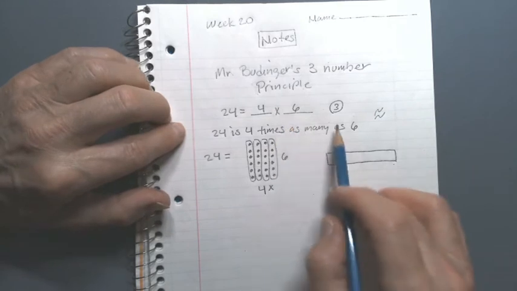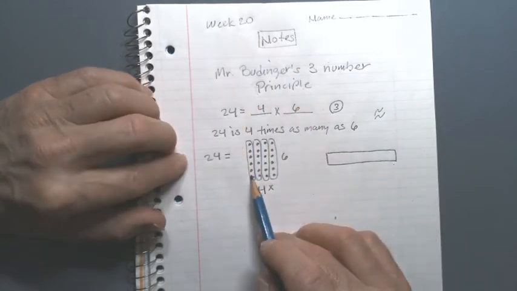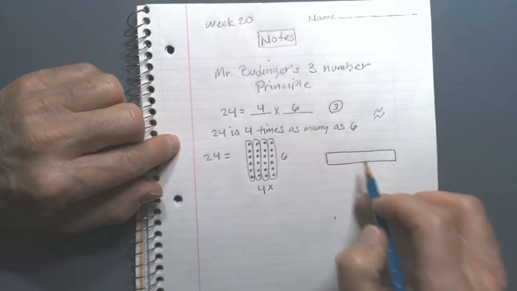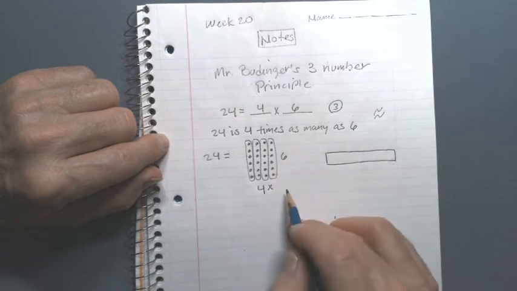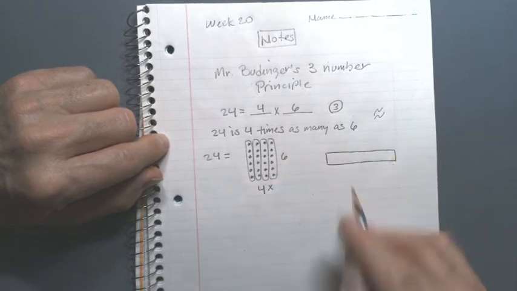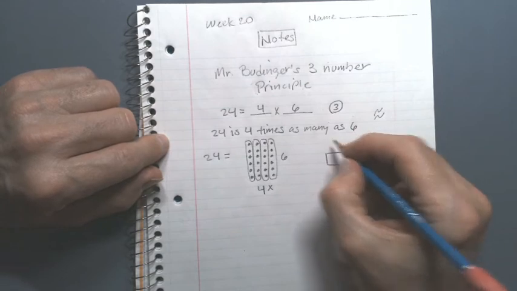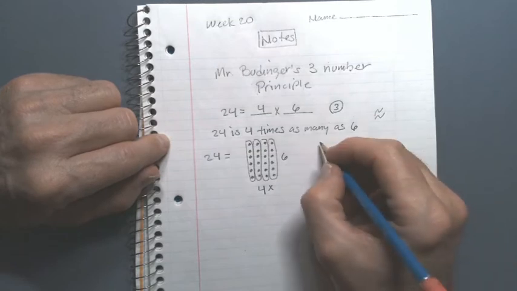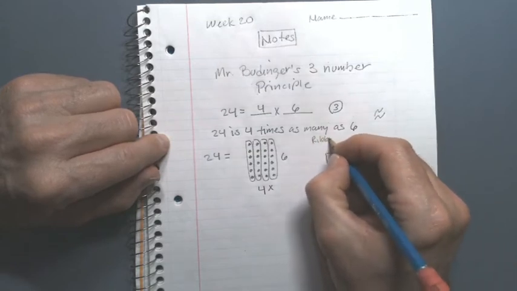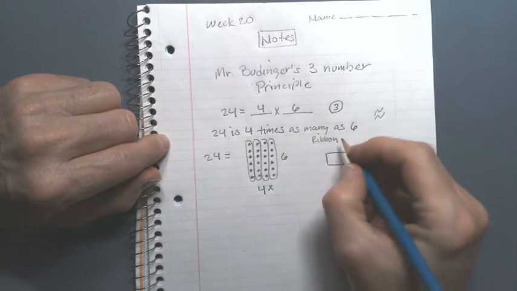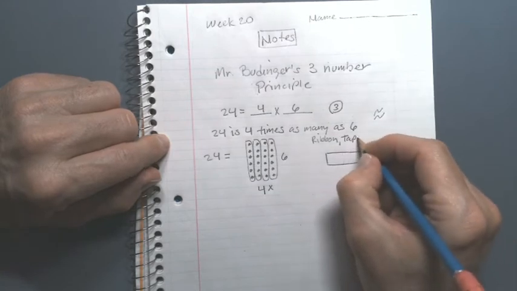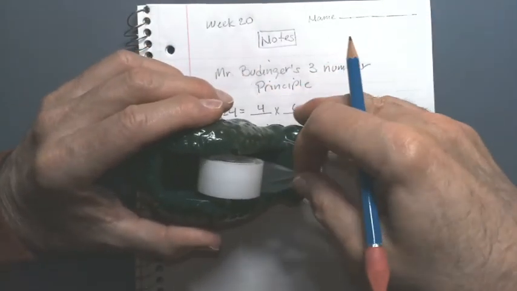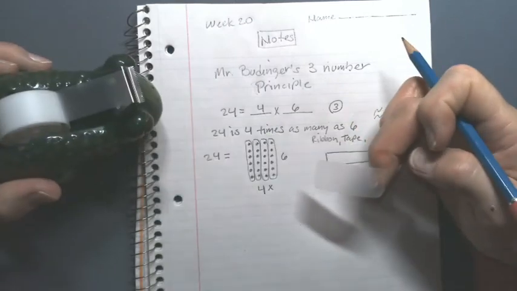Now, we're going to keep with Mr. Buddinger's three-number principle. So this model has 3 numbers, 6, 4, and 24. This model is going to have the same thing. It's going to have a 6, 4 times the 6, and 24 altogether. There are several names for this. You're going to see this on your test at the end of the year. It is called either a ribbon, because it looks like a length of ribbon. I've heard it called a tape model. Looks like a piece of tape, right? Like that.